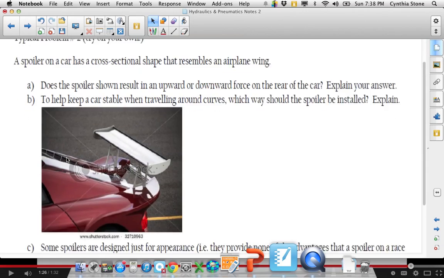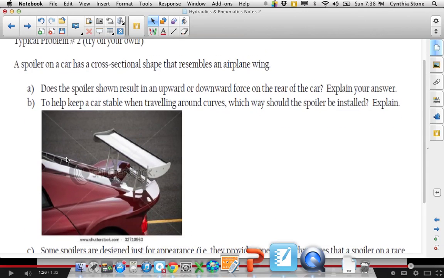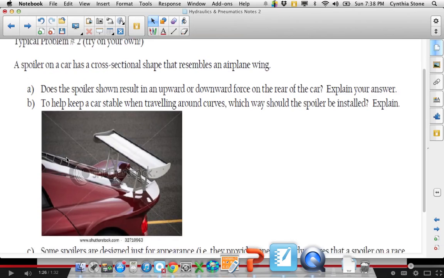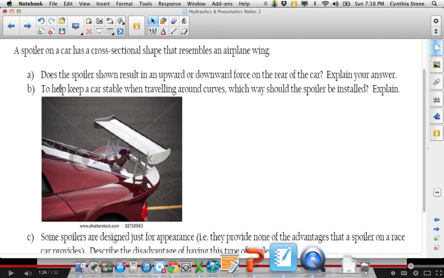This one I'm going to leave, you can ask me about it, but I like this one, and I do think you should try it. Think about the spoiler, shown right here: does it result in an upward or a downward force on the rear of your car? I want you to answer these questions, write down your answers, and if you want to talk about it, just call me over. I'd like to talk to you about it. And to help keep a car stable when traveling around curves, why would you use that?